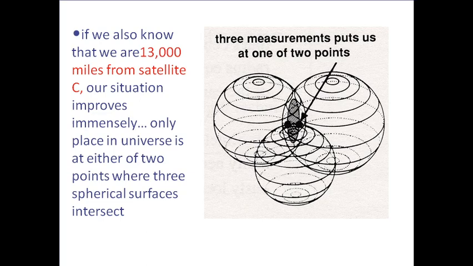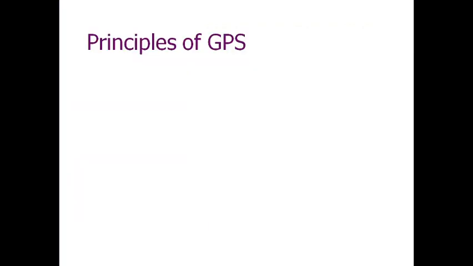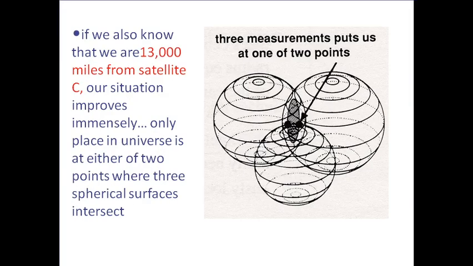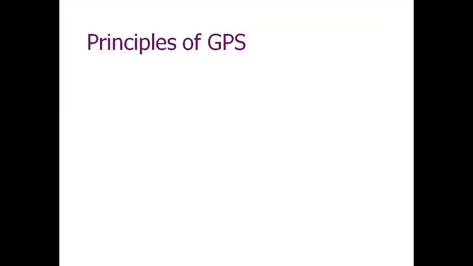You are intersecting three spheres. You are getting 2 points. One point may not be acceptable in the real situation. So three satellites itself is sufficient in many situations to locate my position because one of the 2 points is not acceptable. Theoretically you require 4 different satellites, but 3 is sufficient. So this is how the GPS works.